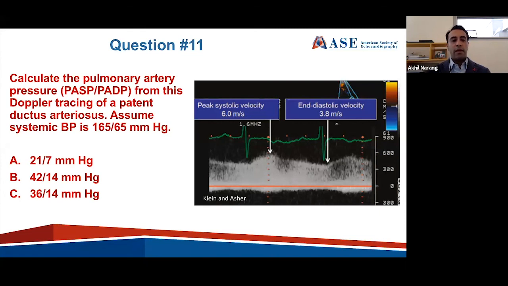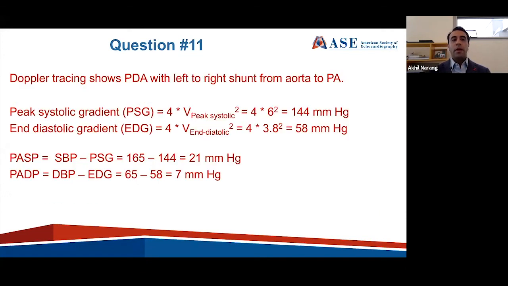Answer choice A, 21 over 7 millimeters of mercury. Answer choice B, 42 over 14 millimeters of mercury. Answer choice C, 36 over 14 millimeters of mercury. And the correct answer is A, 21 over 7 millimeters of mercury. So this Doppler shows us a PDA with a left to right shunt from the aorta to the PA.